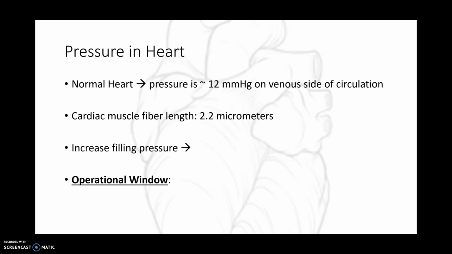So our protective mechanism is that these fibers only stretch within an operational window. Our window of function is 2.2 to 2.6 micrometers. So we only have about 0.4 micrometers of a fudge factor in there. We will resist stretch at 2.6 micrometers.